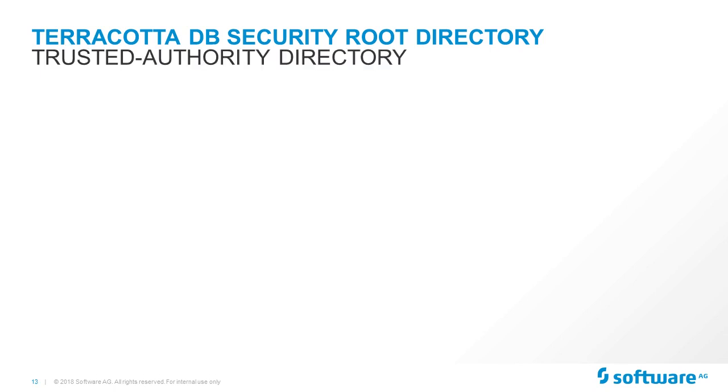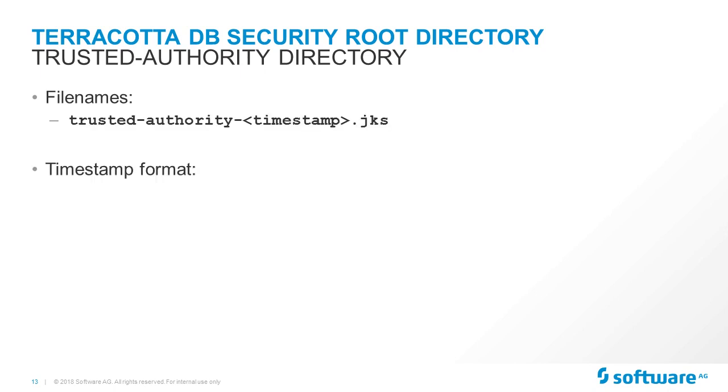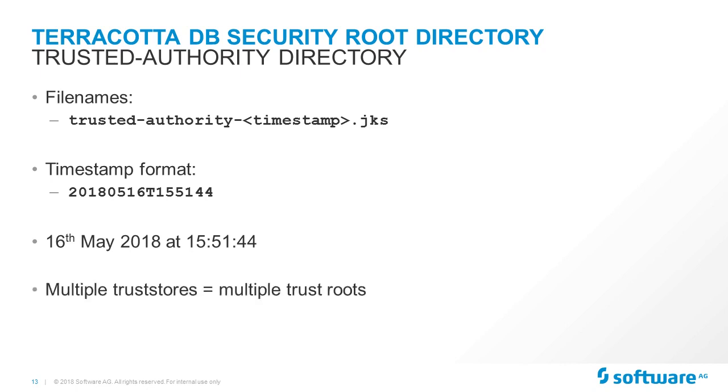The Trusted Authority directory contains files that look like Trusted Authority timestamp.jks, where the timestamp format looks something like this, which means the 16th of May 2018 at 15:51 and 44 seconds. You can have multiple trust stores inside the Trusted Authority directory, and that means that every single one of those trust roots will be trusted.